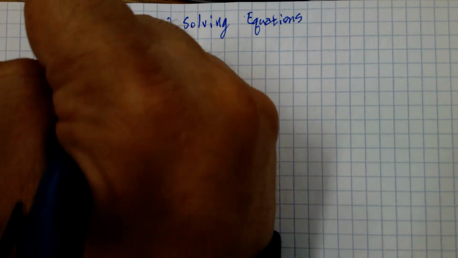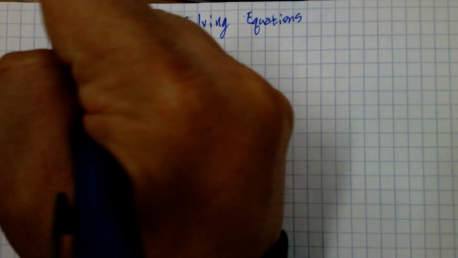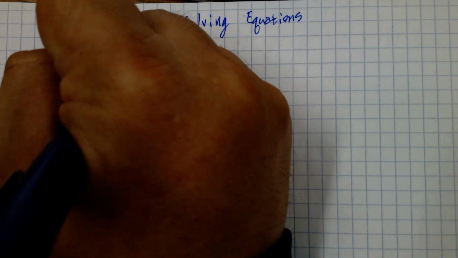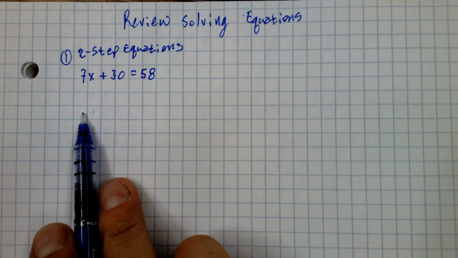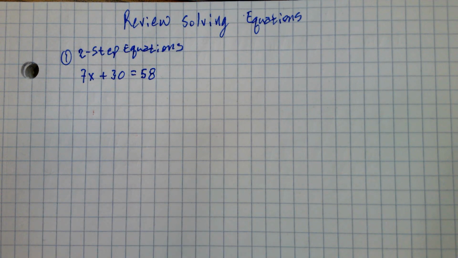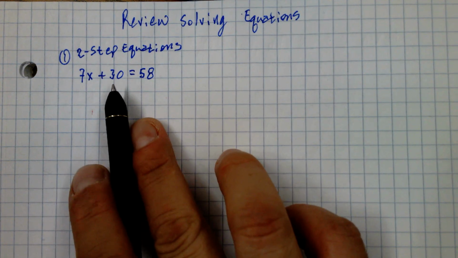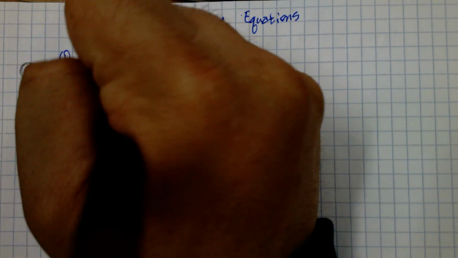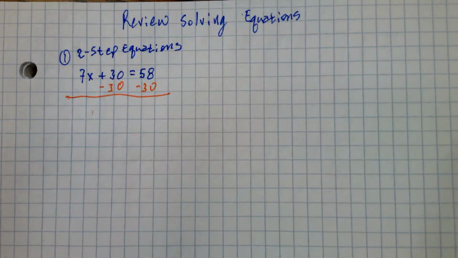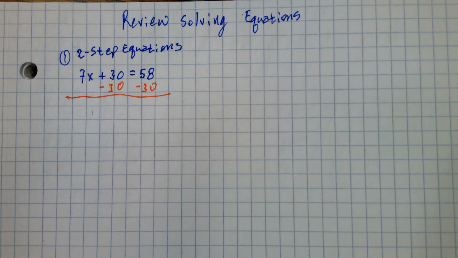All right, so let's just do 7x plus 30 equals 58. And remember, our goal is to figure out what value x has. That's called solving the equation. And we do it in two steps. So the first step is to get rid of this constant, the 30. So we'll write the opposite of that. So minus our negative 30.